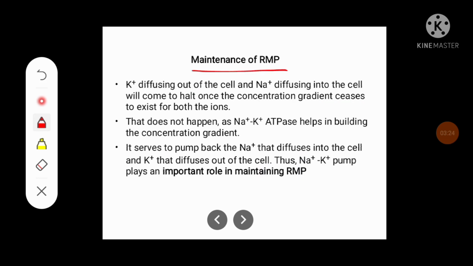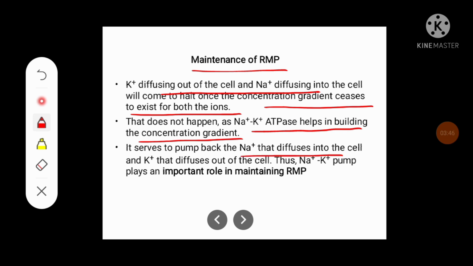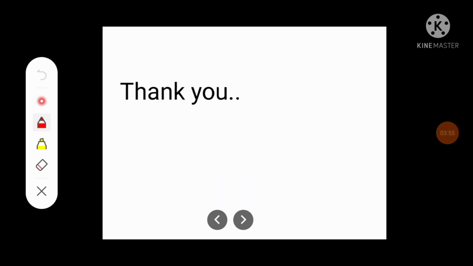Maintenance of resting membrane potential. Potassium diffusing out of the cell and sodium diffusing into the cell would come to a halt once the concentration gradient ceases to exist for both the ions. That does not happen, as sodium potassium ATPase helps in building up the concentration gradient. It serves to pump back the sodium that diffuses into the cell and the potassium that diffuses out of the cell. So thus the sodium potassium pump plays an important role in maintaining the resting membrane potential.